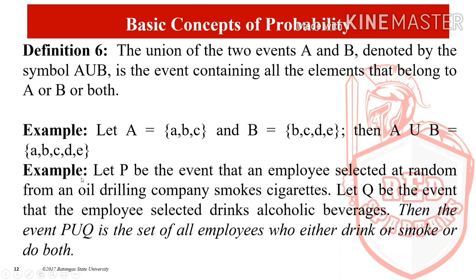So another example, let P be the event that an employee selected at random from an oil drilling company smokes cigarettes. So let Q be the event that the employee selected drinks alcoholic beverages. So then, the event P union Q is the set of all employees who either drink or smoke or do both. So yun yung ating union ng event P at saka Q.